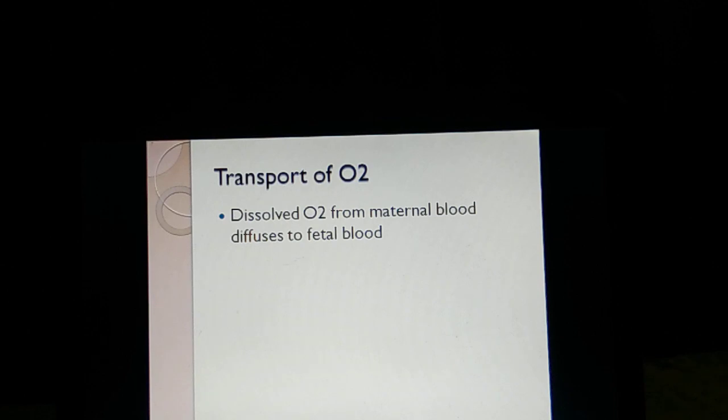So oxygen is transported into the placenta from the maternal blood by diffusion. The maternal PO2 is 50, while the fetal PO2 is just 30. So you see, it is a very small gradient. Now how does this small or low diffusion gradient allow the transport of oxygen? Actually, there are two factors which are responsible for this.